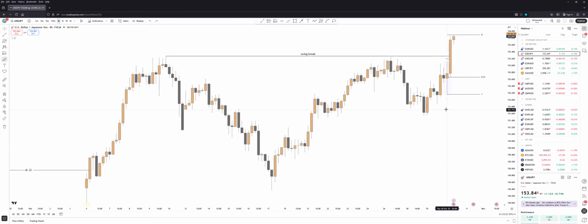Any other area where we can pull out the Fibonacci from? Technically, we can pull out from this low point as well, but that lines up with the first Fibonacci level as well. So basically we are expecting long confirmations anywhere in this region right here.